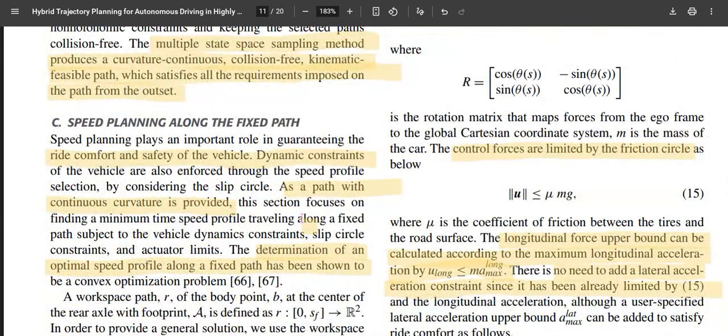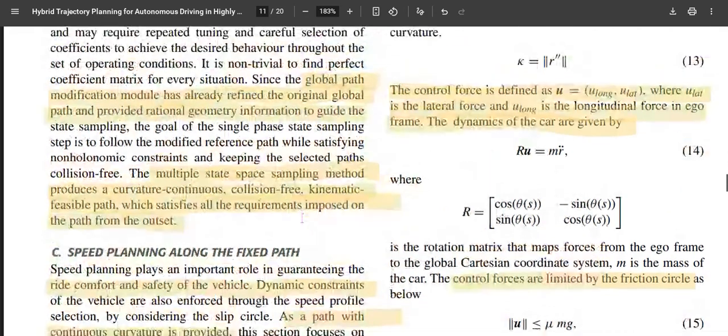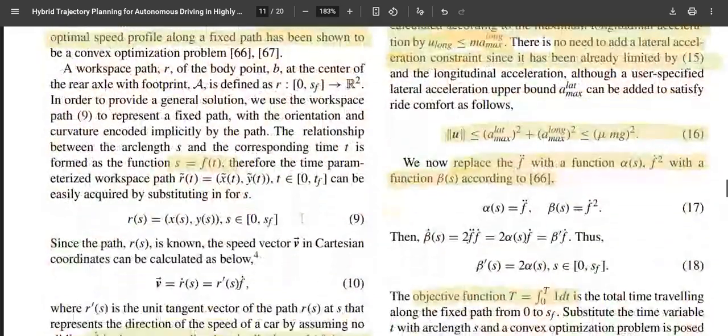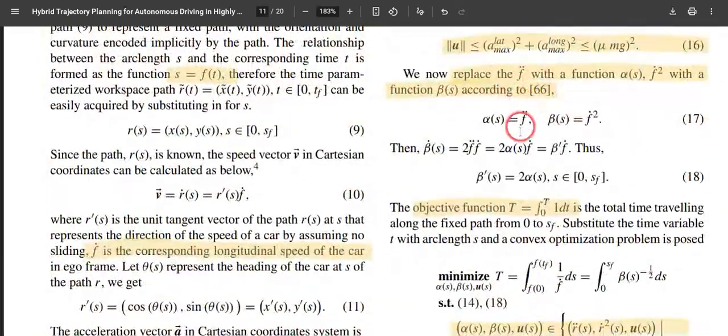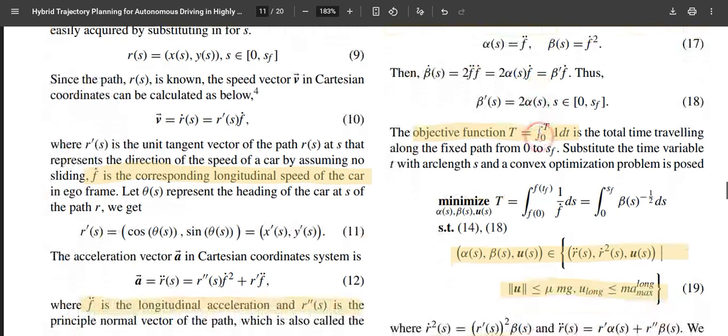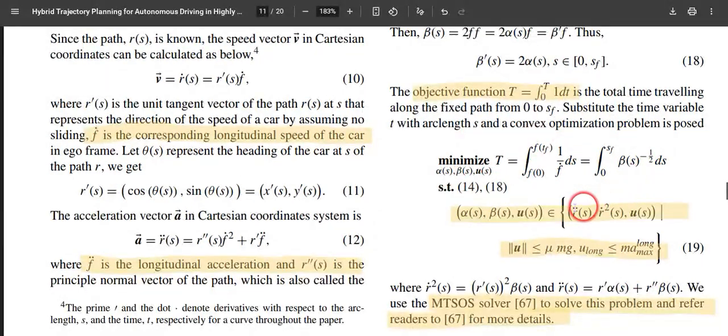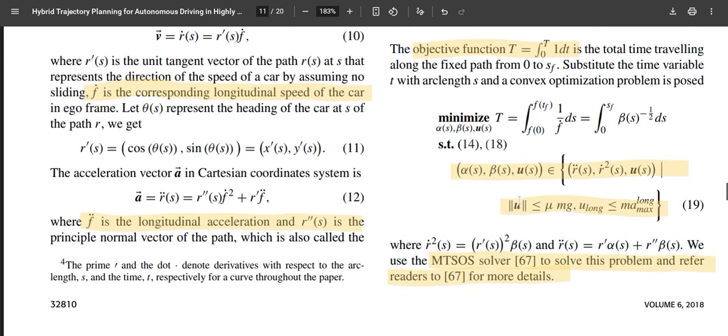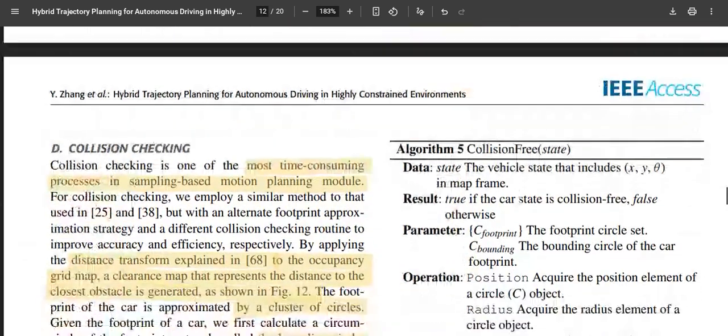Once the path is computed, another optimization problem is invoked. The linear acceleration and linear velocities are parameters like alpha s and beta s based on arc length, and they are trying to solve this minimization problem to identify the best velocity values.